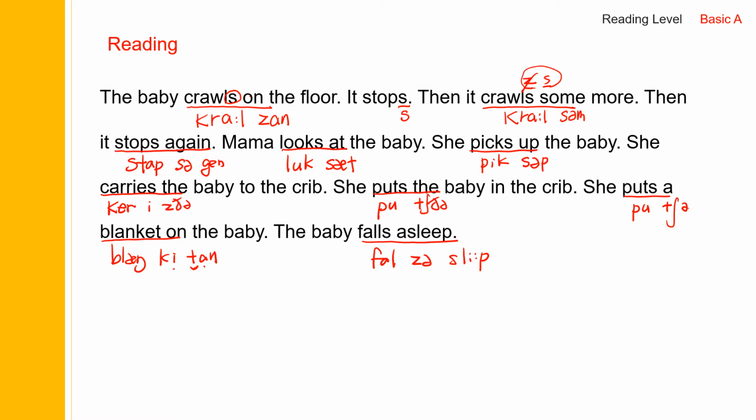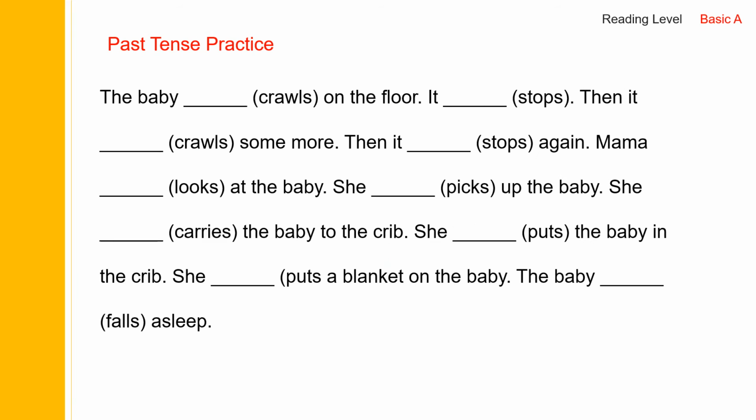The baby crawls on the floor. It stops. Then it crawls some more. Then it stops again. Mama looks at the baby. She picks up the baby. She carries the baby to the crib. She puts the baby in the crib. She puts a blanket on the baby. The baby falls asleep.